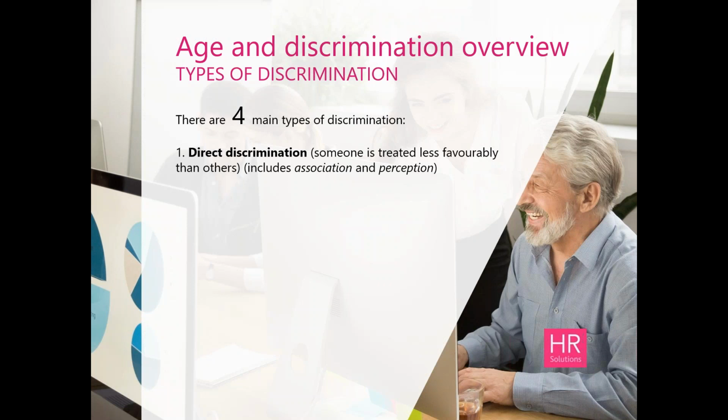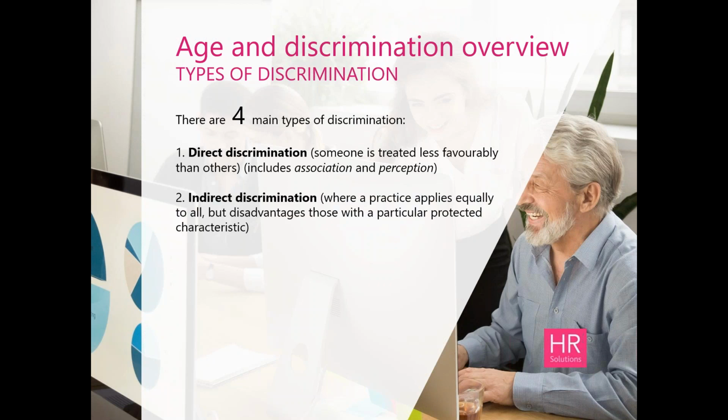And it also includes discrimination because of perception. So that one where someone might be treated less favourably because they're thought to be a particular age. You know, they might look a particular age, even though actually they aren't that age. Okay, they can still bring a claim for direct discrimination, even though they are not that age that they're being treated poorly because of.